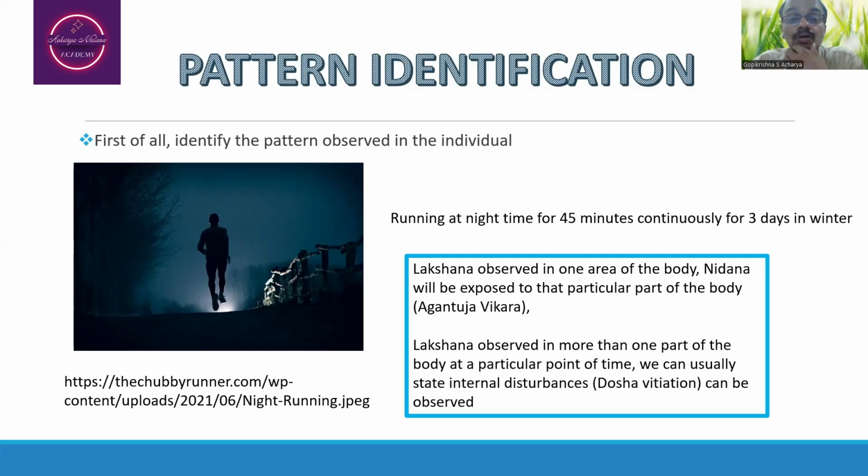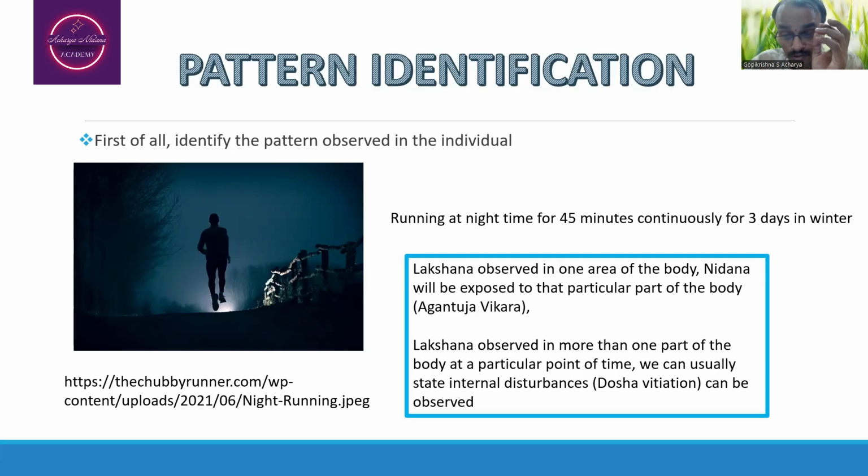For example, if it is around 8 p.m., there may be a possibility of kapha-dosha prakopa naturally. With a 45 minutes duration, there may be a possibility of vata-dosha vitiation. And in winter, we may expect a possibility of Shita Guna increase at that particular time period. So this is what we can say, identifying the pattern.